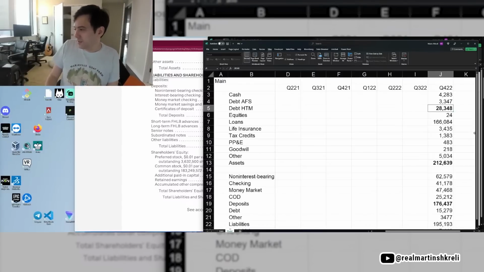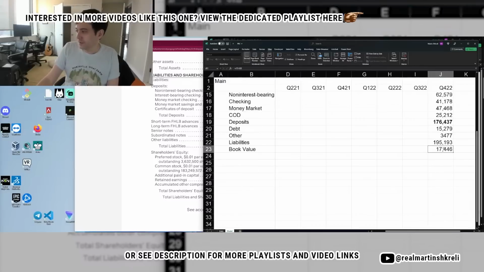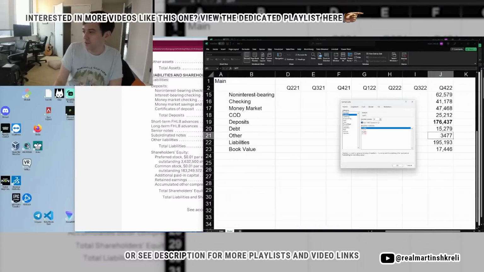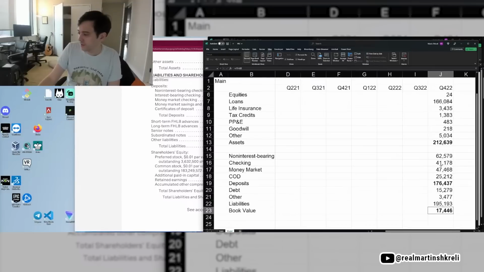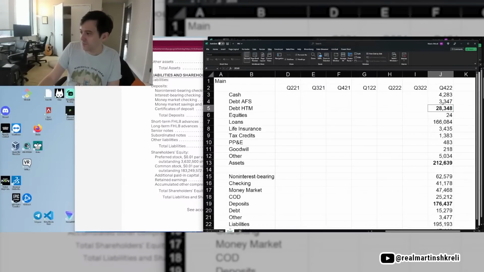But what about this? They have 28 billion of government bonds. But what are those bonds worth? What if they're worth less than what they're saying they're worth? What if those bonds have dropped really fast, which they have? What then? Well, the company only has 17 billion of cushion. So maybe that 17 billion is worth less if I mark this down.